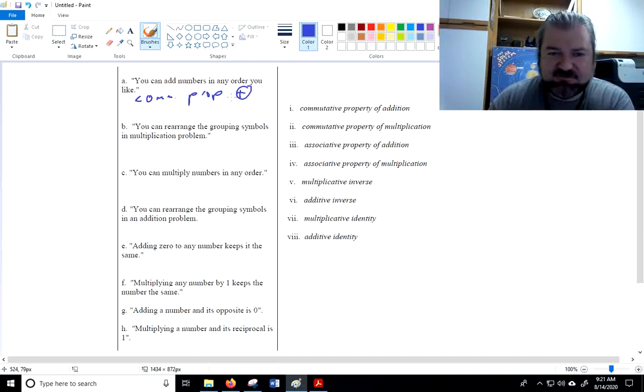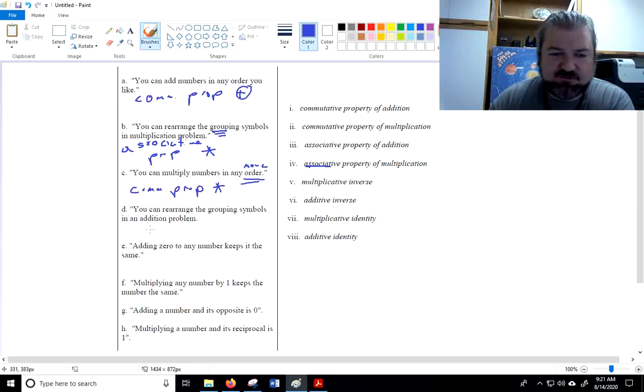Maybe you just drew lines or put the little Roman numeral I, I'm not sure, but I'm going to try and kind of abbreviate and write out the property. You can rearrange the grouping symbols in a multiplication problem. The group you hang out with, that's your associates. So that's the associative property of multiplication. You can multiply numbers in any order. Changing the order is moving them around. So that is the commutative property of multiplication.